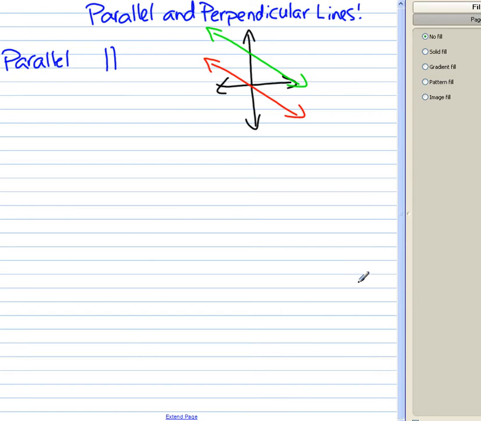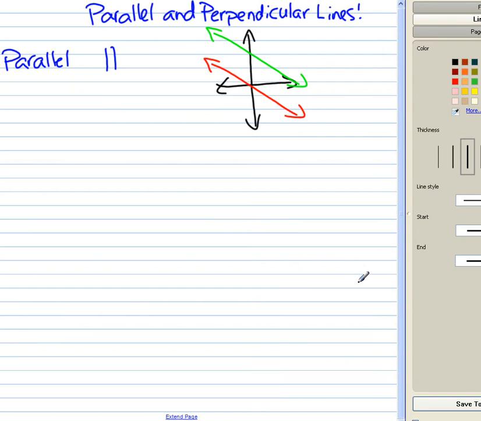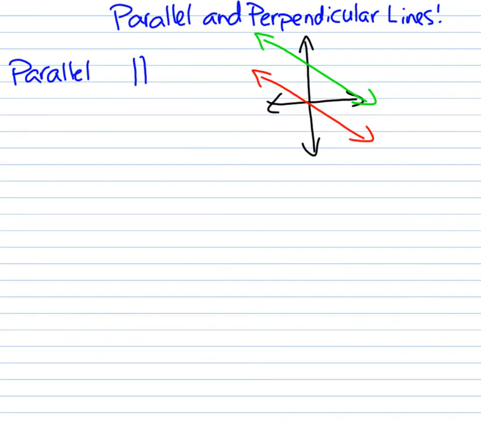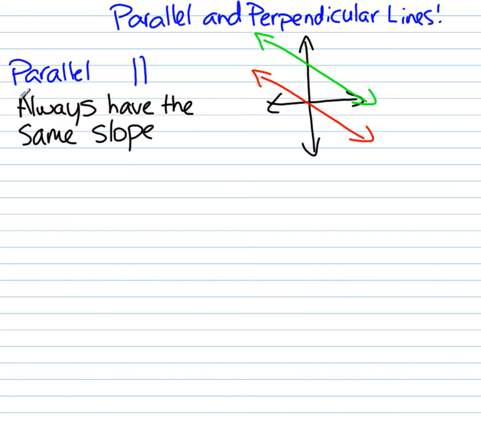So let me start this out. They both have the same direction. Starts with an S. They both have the same slope, thank you. So what can we say about any parallel lines? Okay, so they always have the same slope. Which is pretty helpful to know.